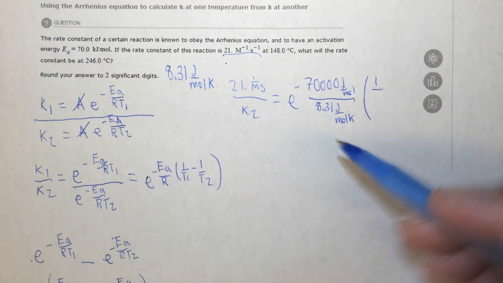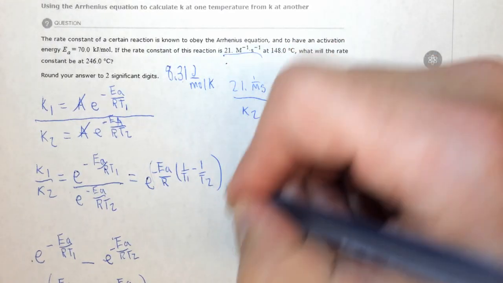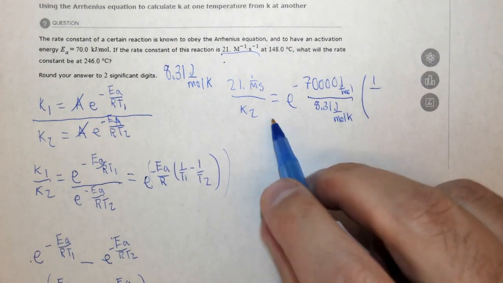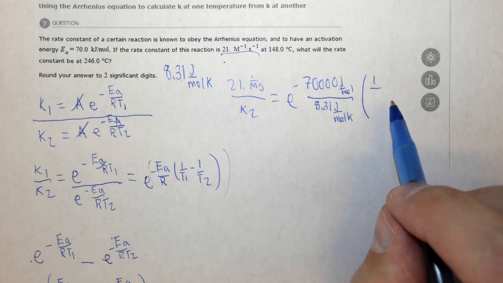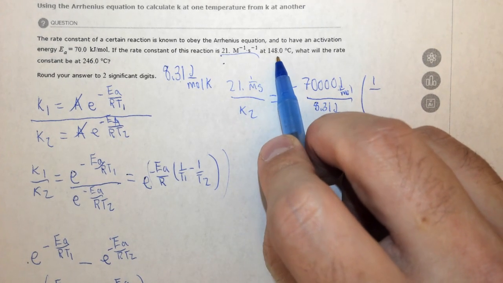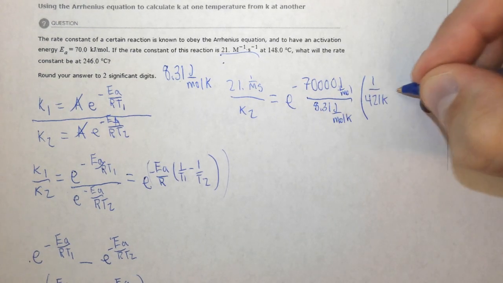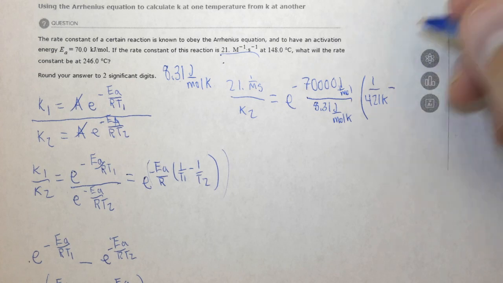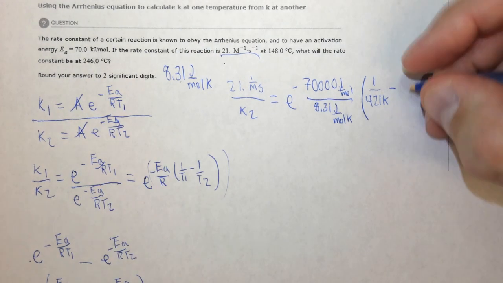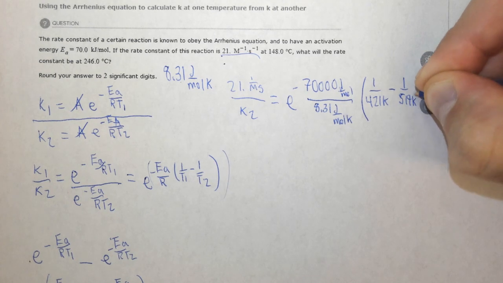Okay, and mind you, the exponent is raised to all of this stuff. So it's all of this in the exponent. So it doesn't look like that, but that's what it is. The temperature needs to be in Kelvin. So the T1 is 148. I'm going to add 273 to that. And I'm going to get 421 K, minus, in this case, the 246. I'm going to add 273 to it. And I'm going to get 1 over 519 K.